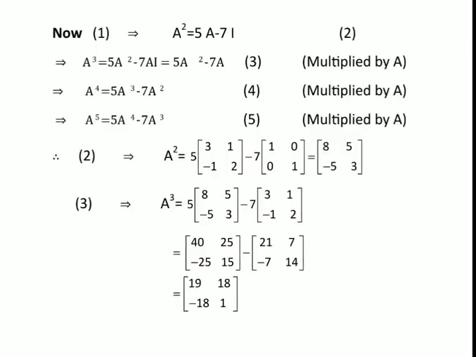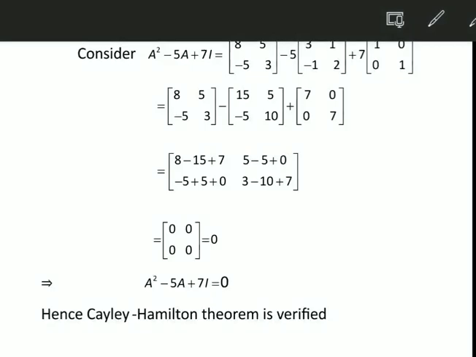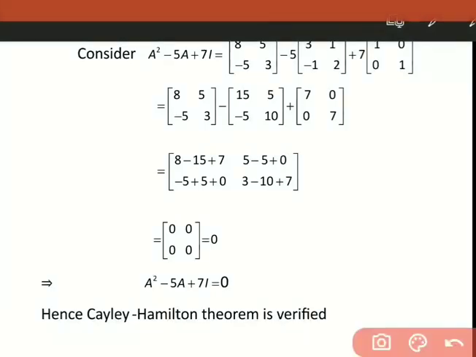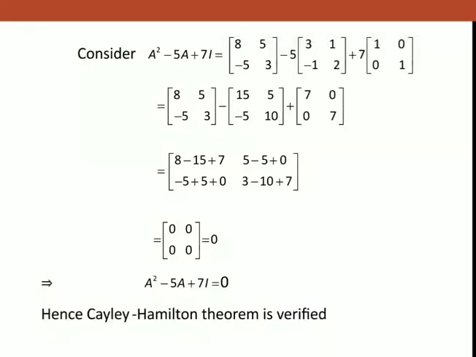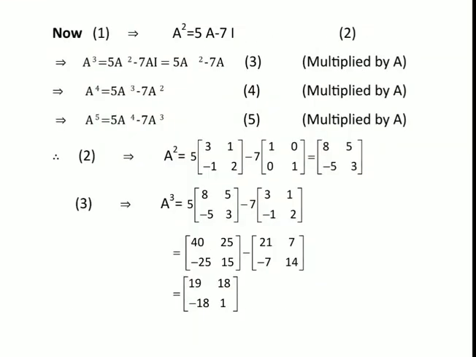Now let us take this one as equation 1. Equation 1 implies A square is equals to 5A minus 7I. Take this one as equation 2.